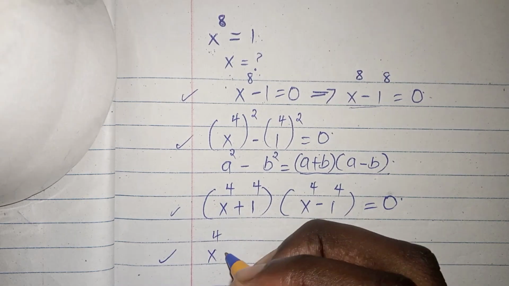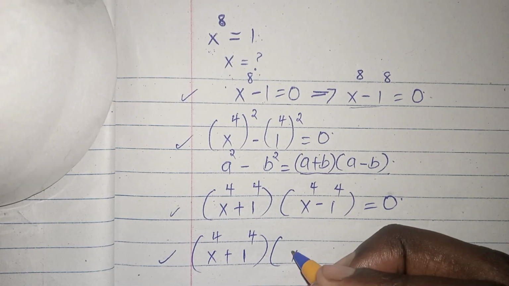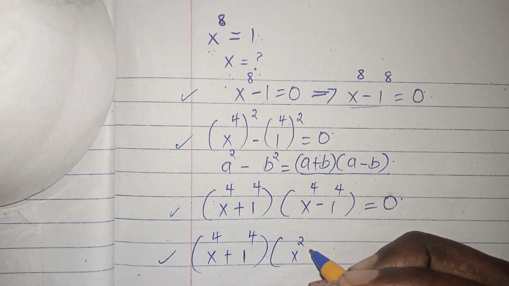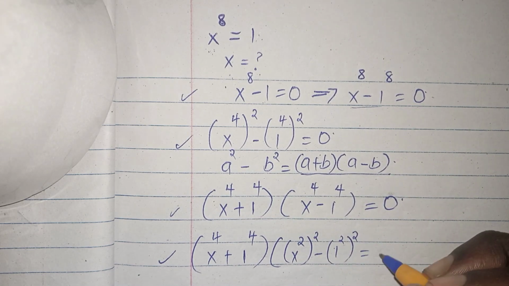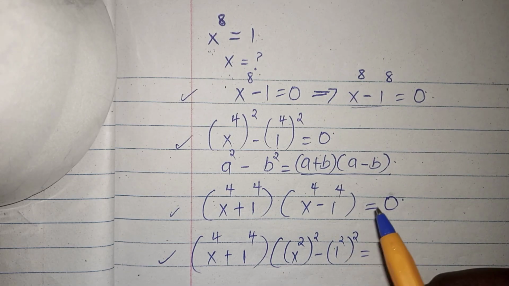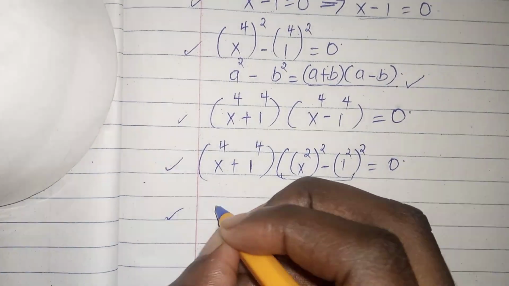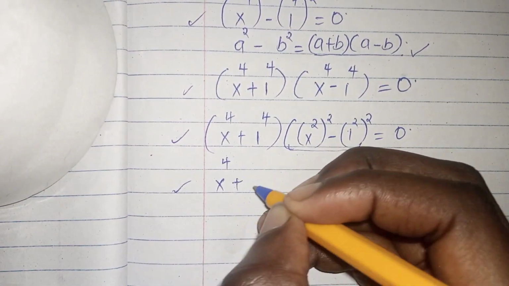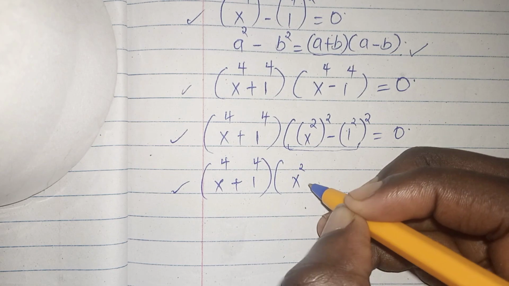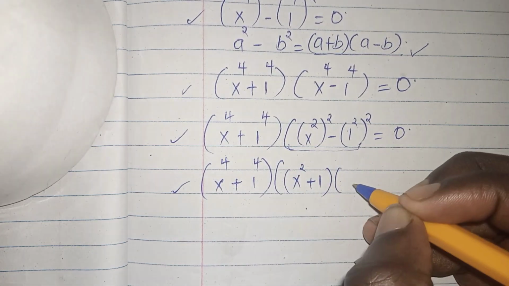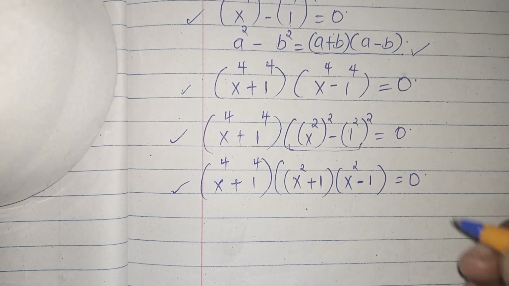x to the power of 4 plus 1 to the power of 4, into bracket, x to the power of 4 we can write as (x squared) all squared, minus (1 squared) all squared, is equal to 0. So again, we are going to refer to this identity for our case here. So this will be (x to the power of 4 plus 1 to the power of 4) into bracket (x squared plus 1) into bracket (x squared minus 1) is equal to 0, right?